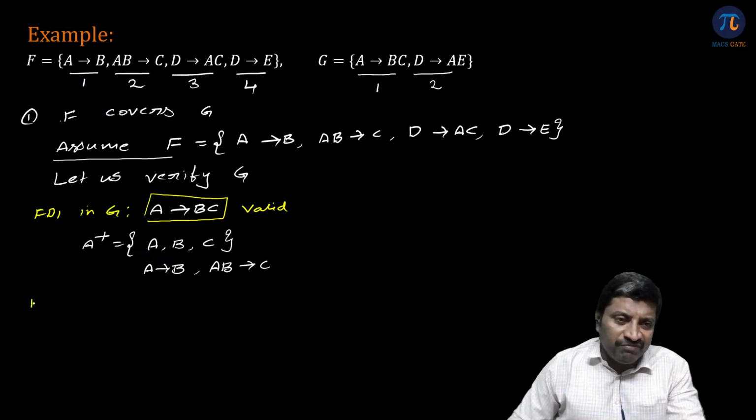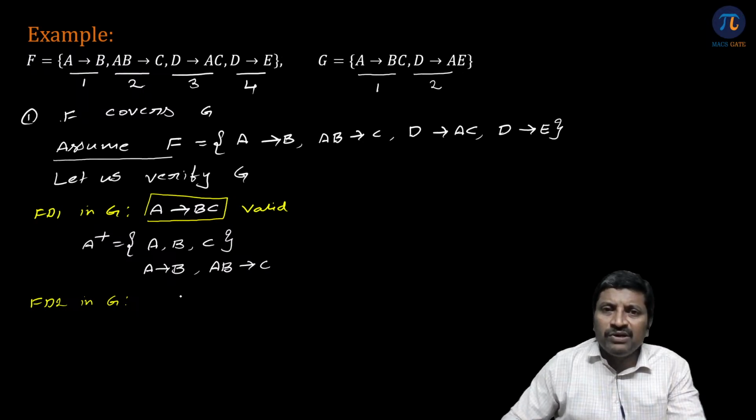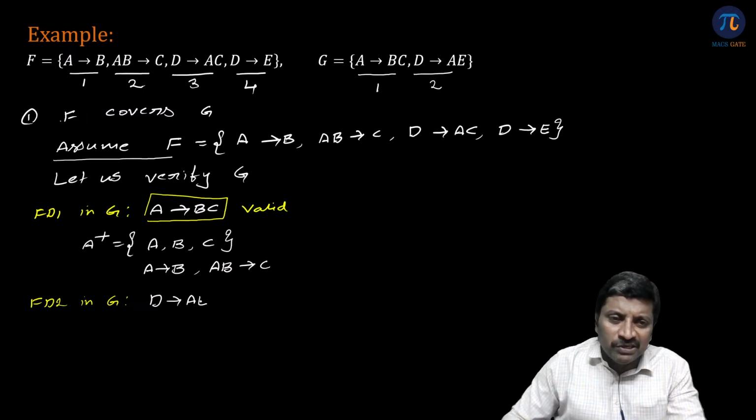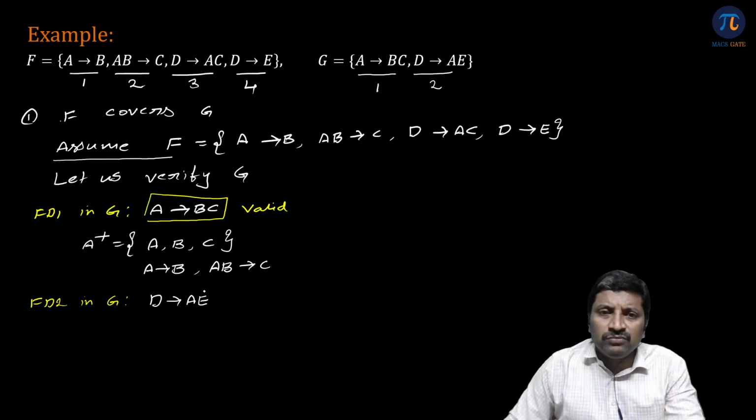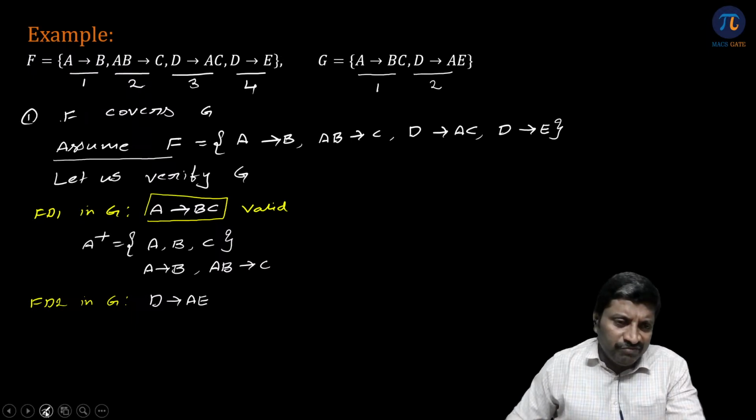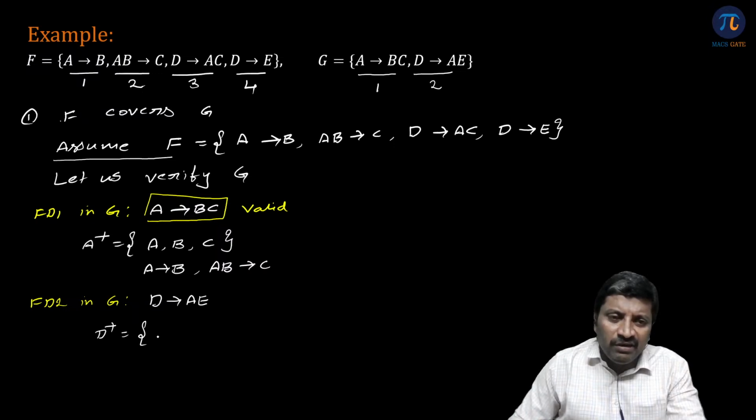What is the second FD in G, sir? D goes to A. Is it directly present in the given one? No. So let us verify the closure of D. What is closure of D? With the help of D, I can get D. Of course, it is trivial.